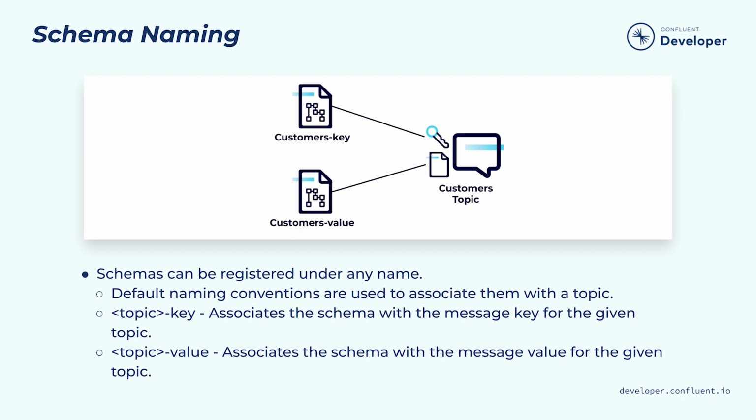The key and value suffixes will associate the schema with the corresponding part of the message. Typically, message keys are primitives such as strings or integers, while the value is often a complex type. As an example, if we create a schema named customers-value, it will be associated with the value of any messages in the customers topic. Other naming schemes are also available if the default is insufficient.